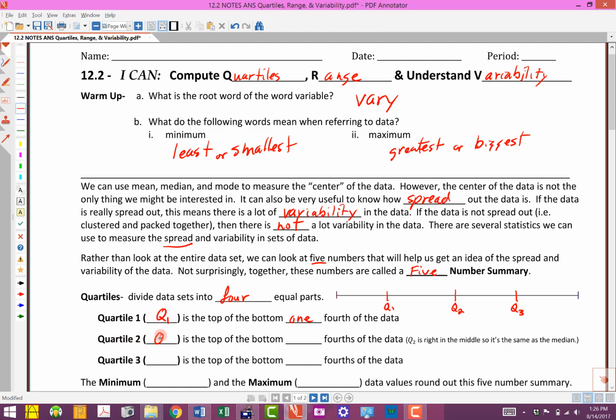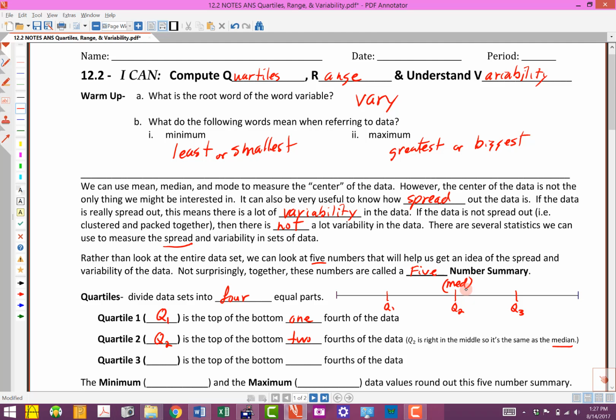Q2, quartile 2, again big capital Q and then a subscript 2, is the top of the bottom 2/4 of the data. Now we do want to point this out: since it's the top of the bottom 2/4 of the data, it's right in the middle. Well, we know what the middle is. We've got another name for that. It's also called the median. So I'm going to put MED there for median. Okay, so Q2 is also the median.